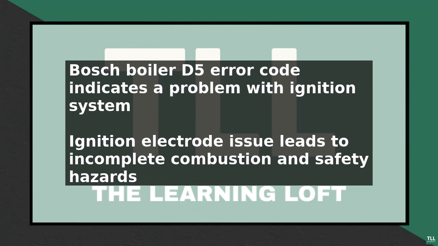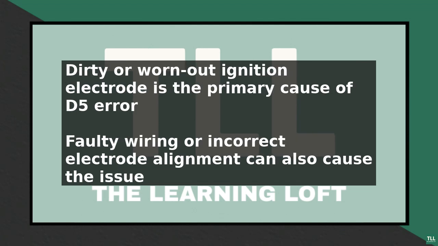The primary cause of the D5 error code is a dirty or worn-out ignition electrode, which can be due to poor maintenance, scale buildup, or wear and tear over time. Other possible causes include faulty wiring, incorrect electrode alignment, or a malfunctioning ignition controller.